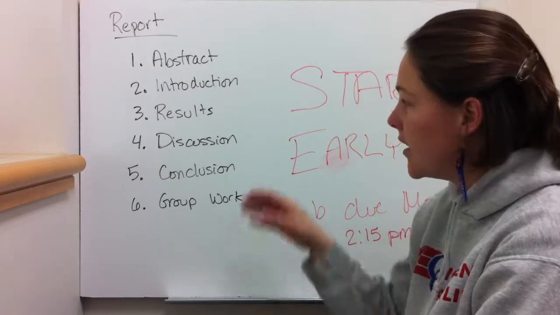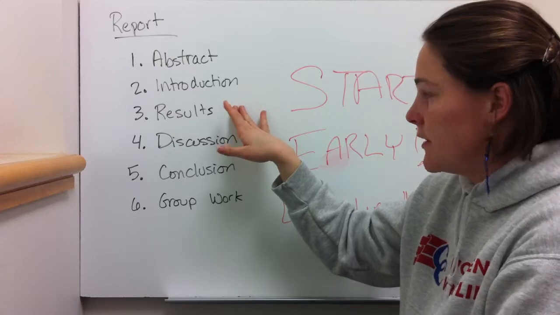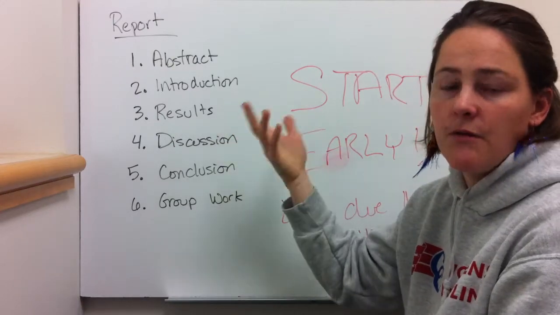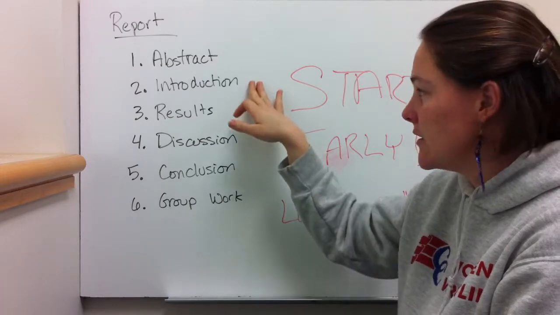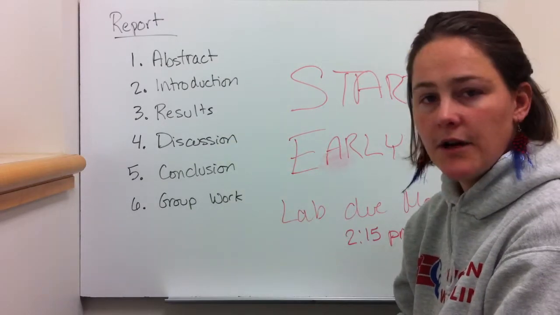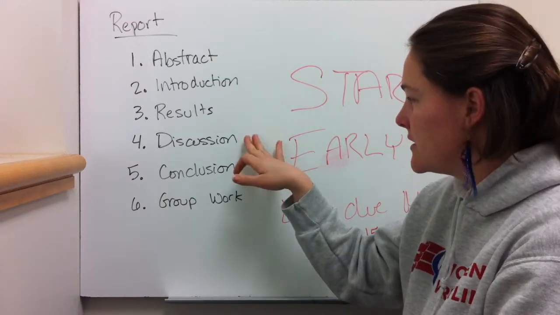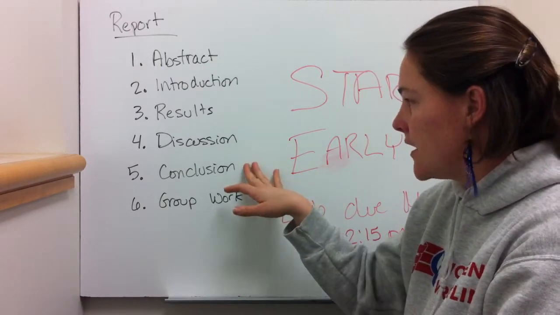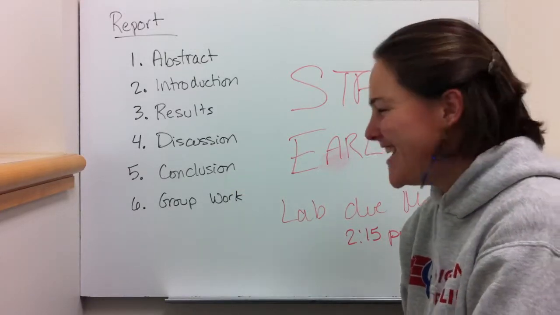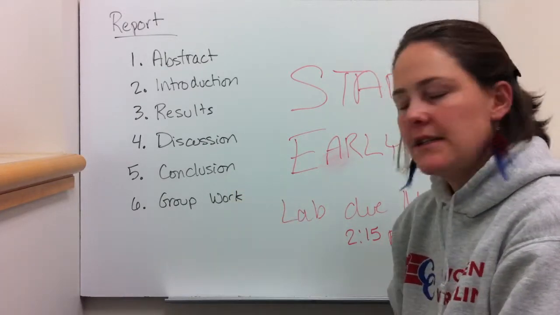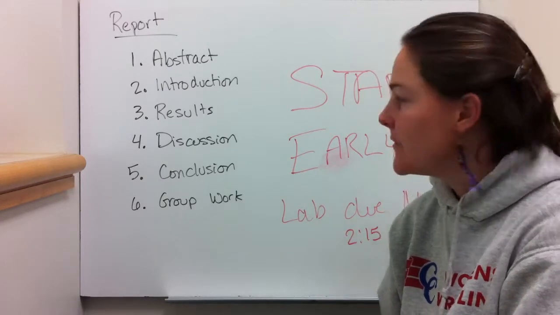So, introduction we've done before, just a couple of paragraphs describing the background information and justifying why you're going to do your experiment. Results, where you tabulate not your raw data, but you show your measurements. Discussion, where you talk about your results. Conclusion, where you sum up your discussion. And then don't forget to give me the section on how your group worked and who contributed what.